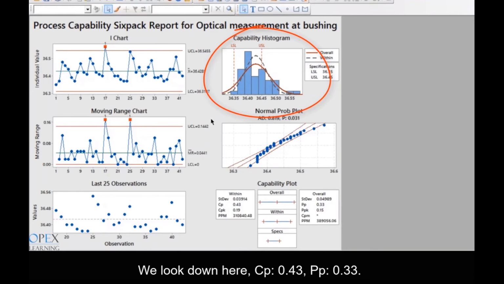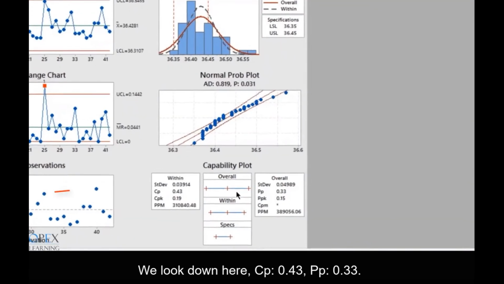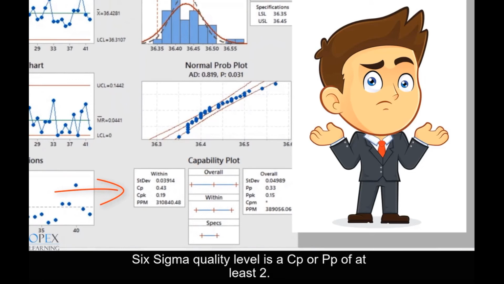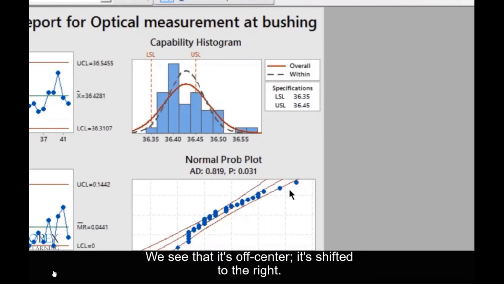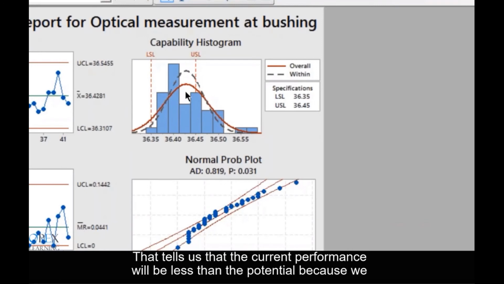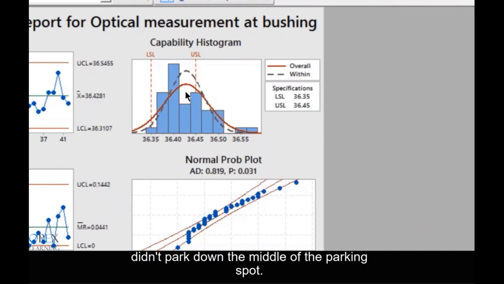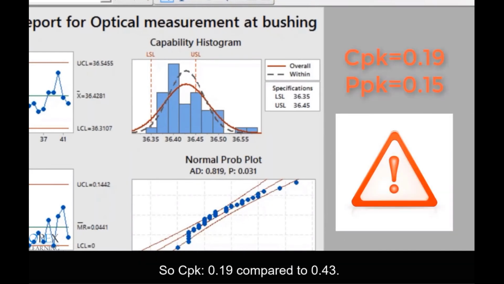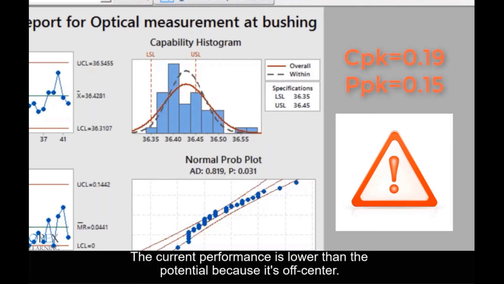We look down here, CP 0.43, PP 0.33. That's terrible. Six Sigma quality level is a CP or a PP of at least 2. We see that it's off center. It's shifted to the right. That tells us that the current performance will be less than the potential because we didn't park down the middle of the parking spot. So CPK 0.19 compared to 0.43, PPK 0.15 compared to 0.33. The current performance is lower than the potential because it's off center.